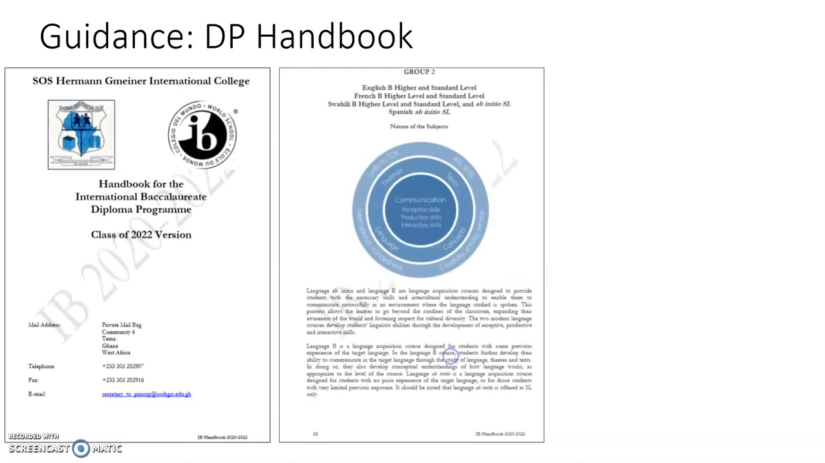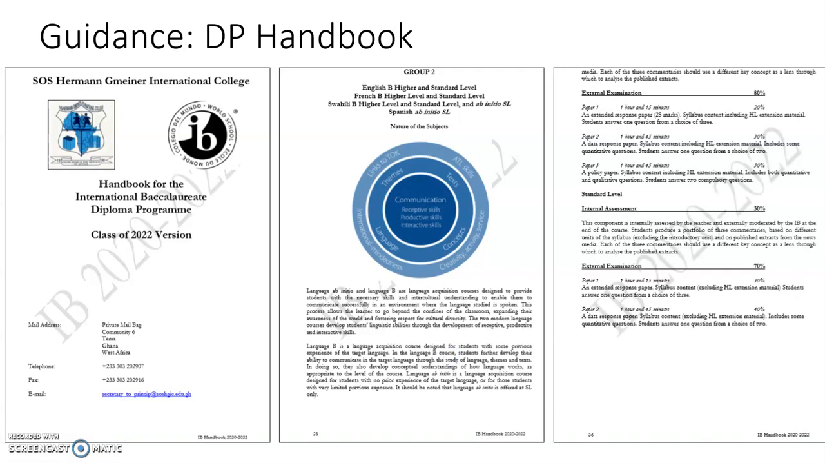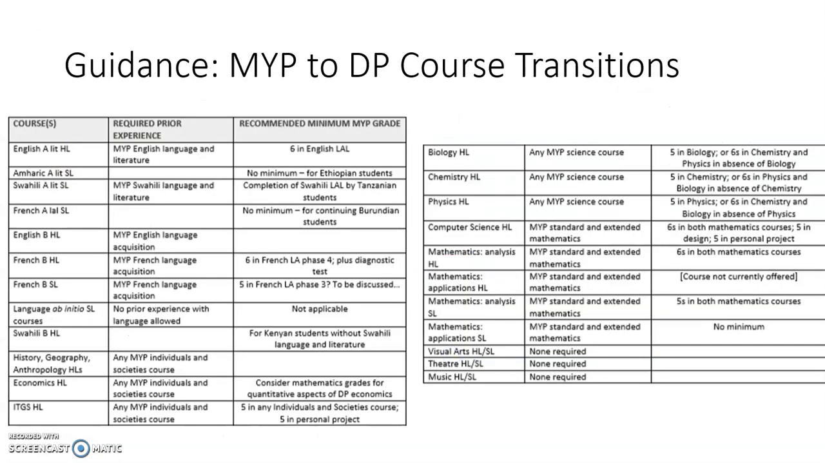The DP handbook looks like this. Here are some pages taken from it. It's got information about the program, the curriculum, the assessment. And also you'll find up on the website the guidance document that suggests what the minimum requirements should be for each of the courses in the diploma that we offer. And you can look at that in your own time.